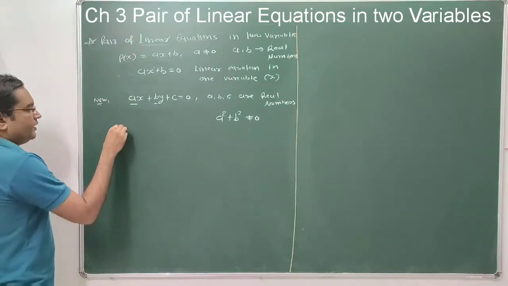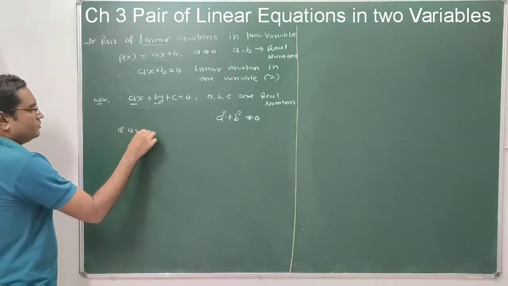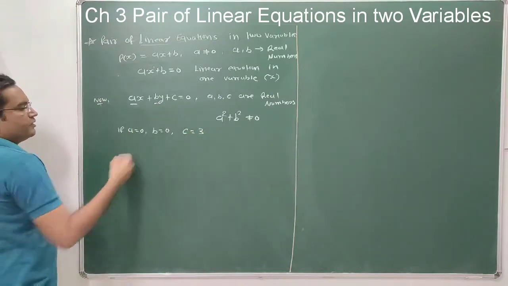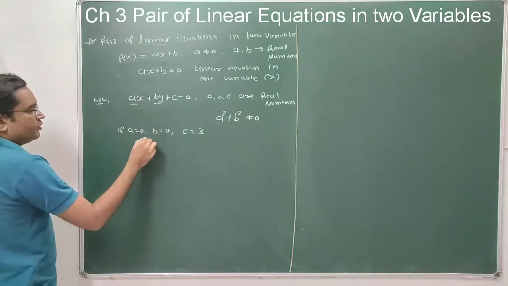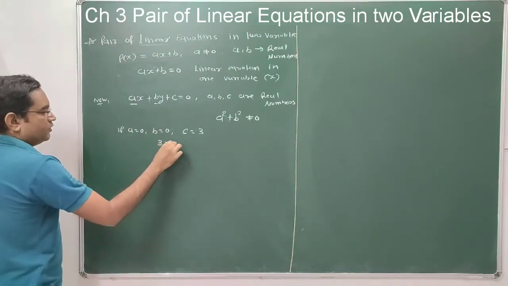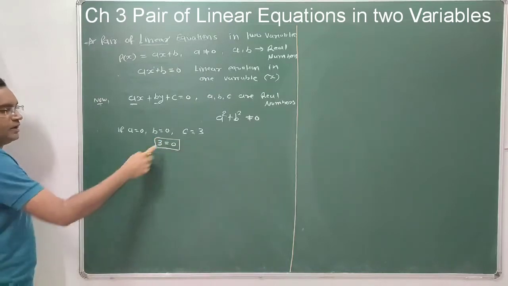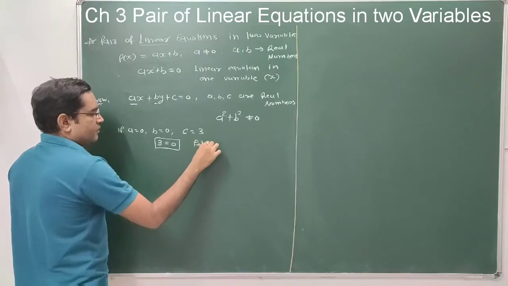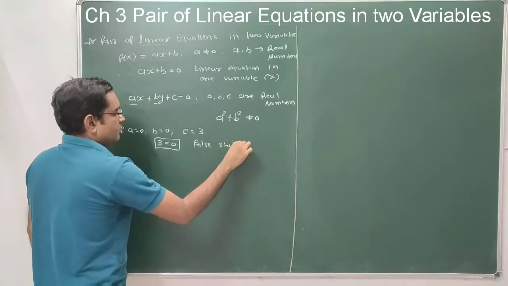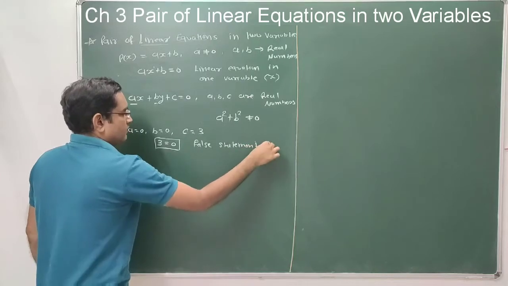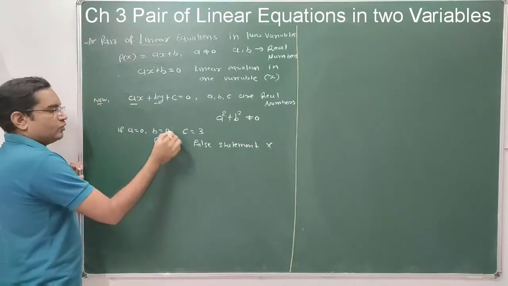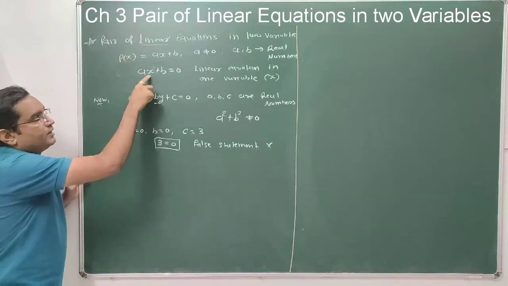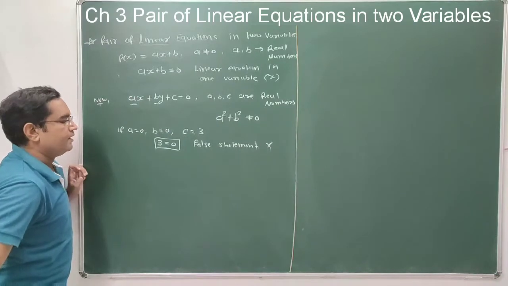For example, if we take a equal to 0, b equal to 0 and c equal to, suppose, 3, then what is the linear equation in two variables? It will be 0x plus 0y plus 3 equal to 0, so 3 equal to 0. This is a false statement and it is not possible. That's why a and b should not be 0 simultaneously. If only one of them is 0, that is fine, then it will be a linear equation in one variable. Clear?